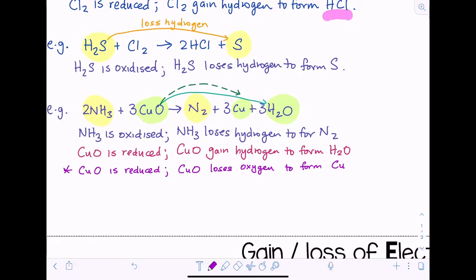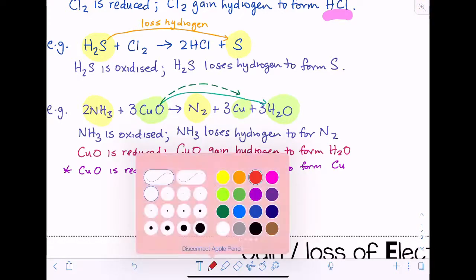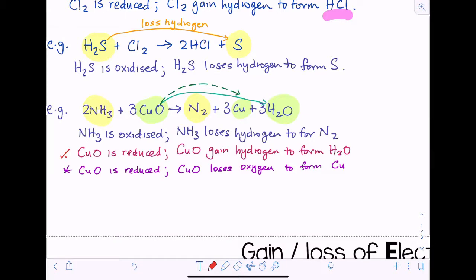But however, if the question requires you to be very specific, you have to talk about gain and loss of hydrogen with respect to oxidation and reduction. Then the first answer, which is over here, will apply. All right, so with that said, this will be part of my lesson today, sharing with you how to identify substances that undergo oxidation and reduction in terms of the gain and loss of hydrogen.